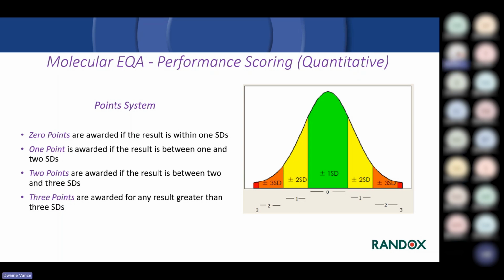If the result falls outside, within ±2 to 3 standard deviations, then 2 penalty points are awarded. And the worst case scenario is that if the result falls outside of 3 standard deviations, then the maximum penalty of 3 points is awarded for this particular sample.